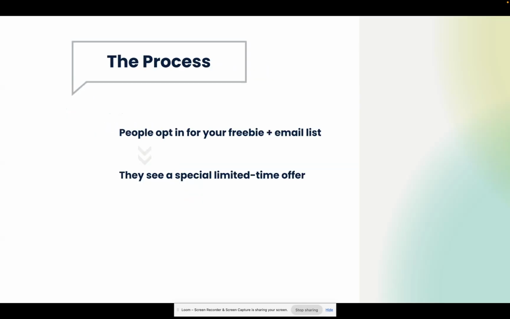The process is this: they opt into your freebie and your email list on your website through an opt-in form, and then they see a special limited time offer. So instead of just seeing a page where they're being told to go check their inbox to find their freebie, they're being presented with a website, like a sales page with a timer for 15 minutes, for example. And in that time, they have the opportunity to purchase one of your regular offers at a discount or a special offer just specifically for these people opting into your freebie.